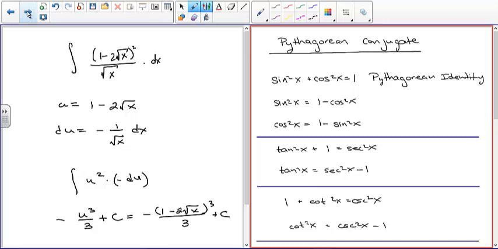So here are some of the trig identities that we'll use here. We'll also use them in some later sections in Chapter 8. So we have the Pythagorean identity, sine squared x plus cosine squared x equals 1, and the two other ones that you can get from it. If you solve for sine squared x or cosine squared x, then you've got tangent squared of x plus 1 equals secant squared x, or you can solve for tangent squared instead of secant squared, and then you've got the corresponding ones for the cotangent and the cosecant.